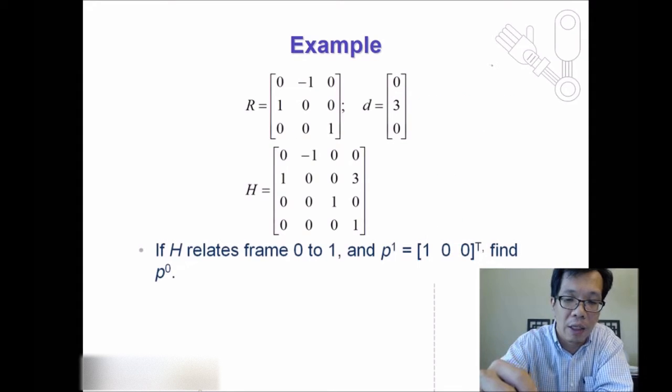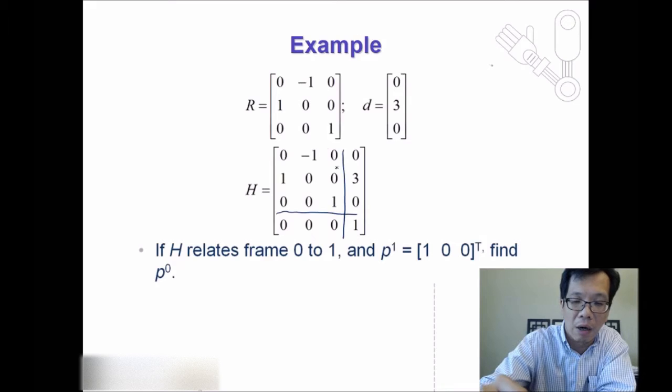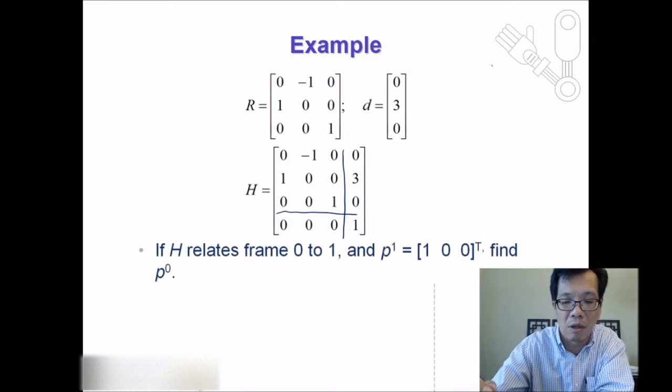We have defined the matrix based on what we learned in the previous page, and we know it's going to be 0, 3, and 0 over here. So put everything all together. This is my R, this is my D, those are my 3 zeros, and I got 1 over here. So this is going to be something we are trying to have.